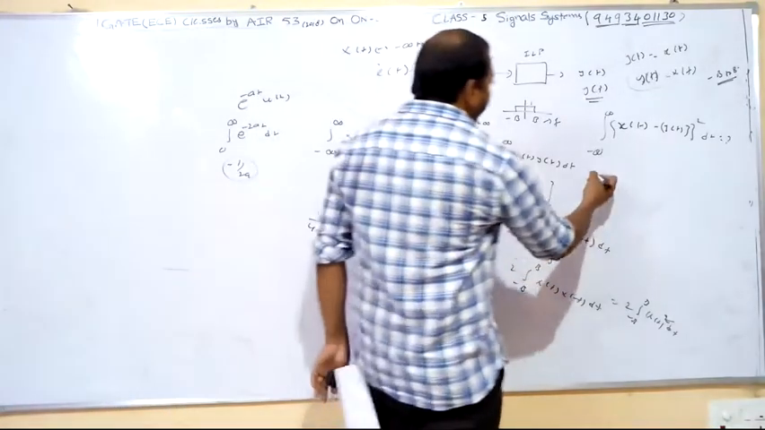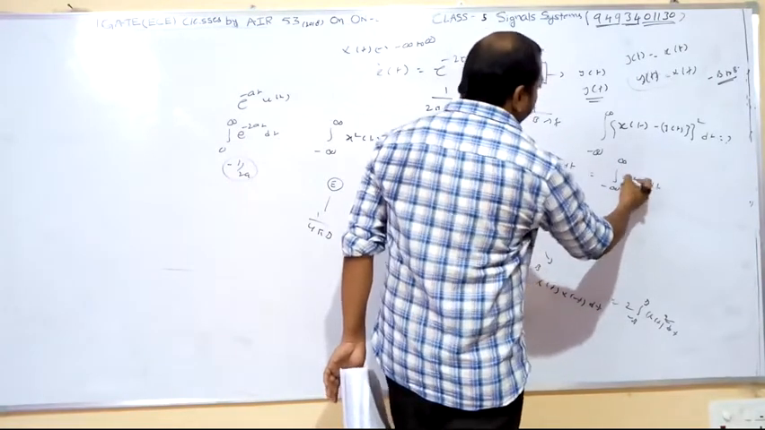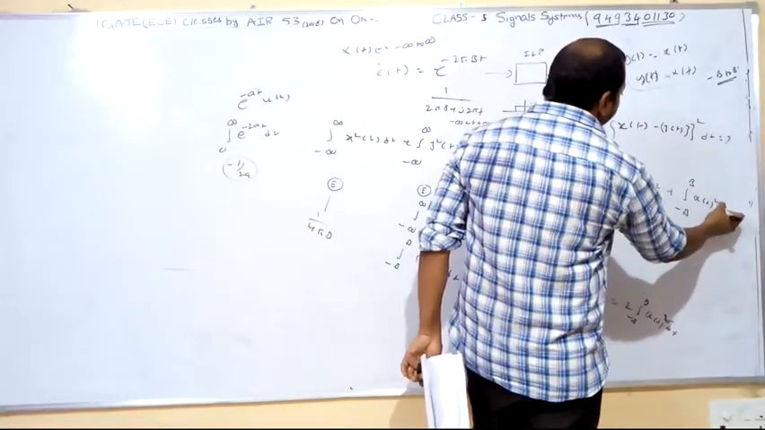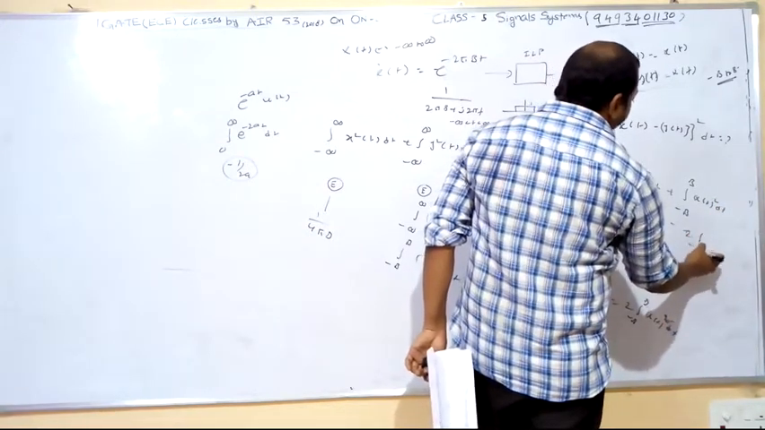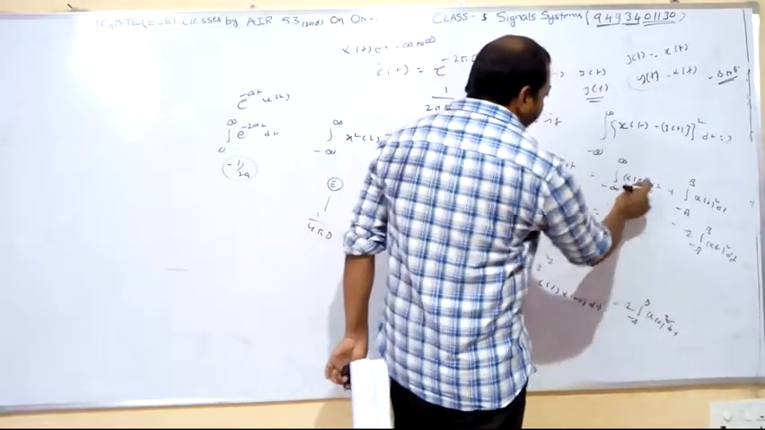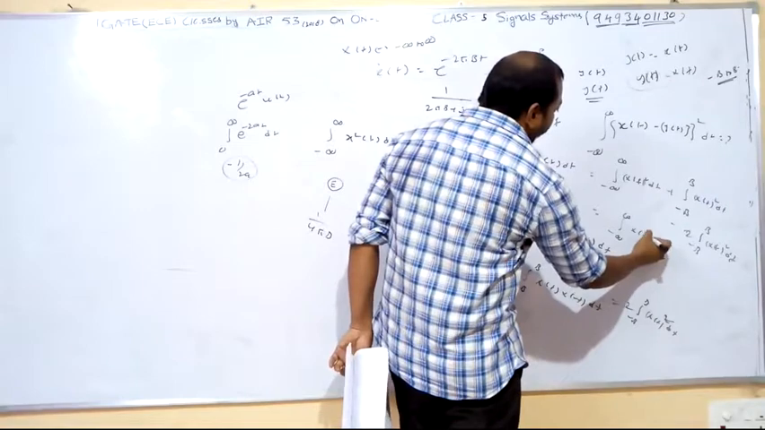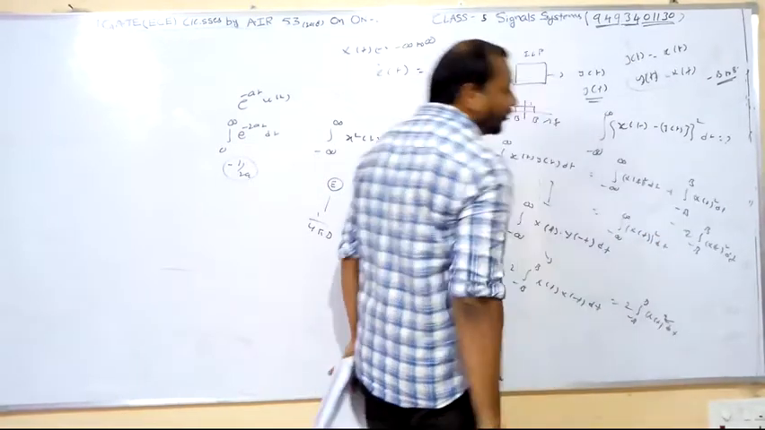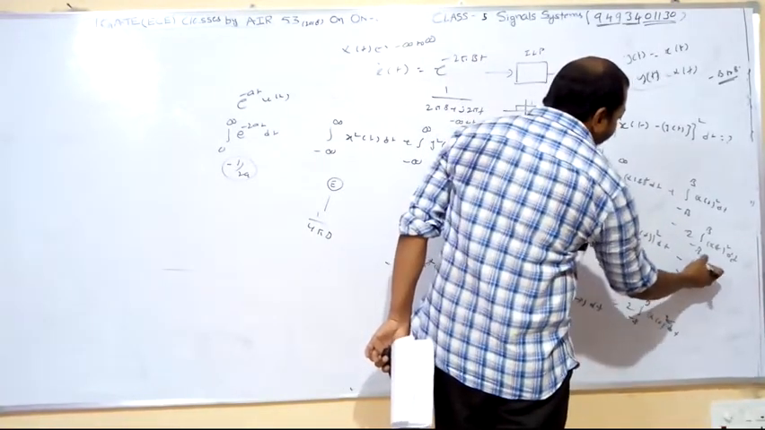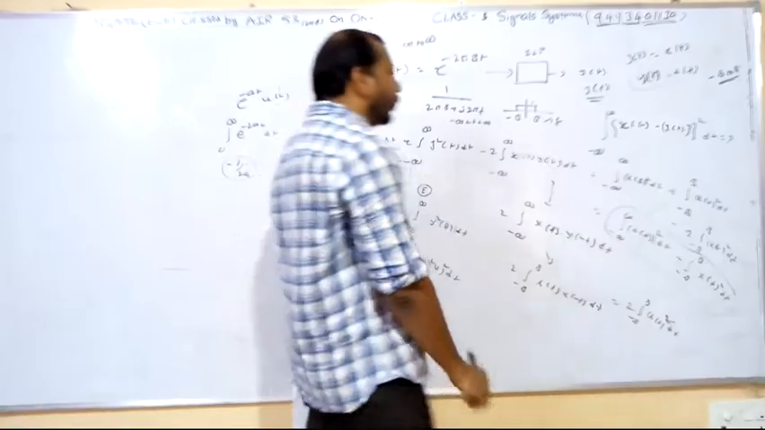So the total value can be represented as integration minus infinity to infinity of magnitude x of f whole square df, plus integration minus b to b of magnitude x of f whole square df, minus 2 into integration minus b to b of magnitude x of f whole square df. From this you can write that this value is the energy of the signal only. For explanation, I am increasing the steps; no need to write this many steps. Directly you can write integration minus infinity to infinity of magnitude x of f whole square df minus integration minus b to b of magnitude x of f whole square df. This value you are required to calculate.